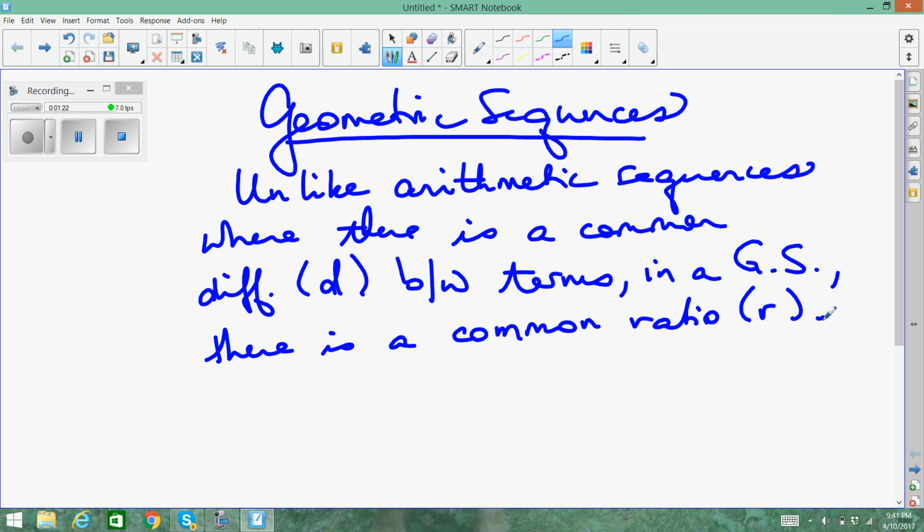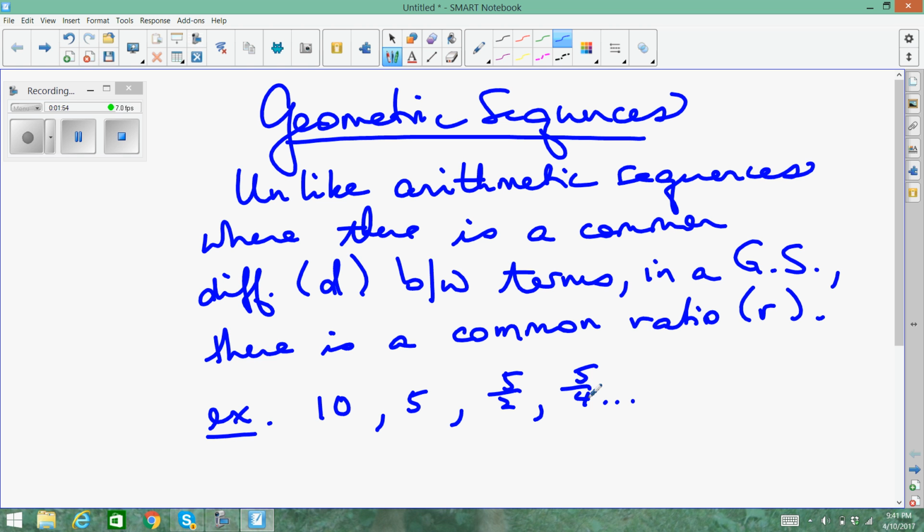So what does that mean? Let me show you a couple of examples. Our first example, let's do 10, 5, 5 halves, 5 fourths, etc. What you'll notice is that if you divide 10 by 5, you get 2. If you divide 5 by 5 halves, you get 2. If you divide 5 halves by 5 fourths, you get 2.